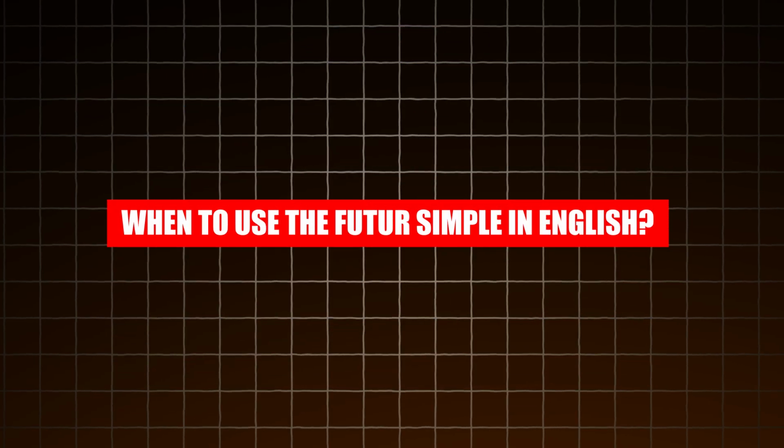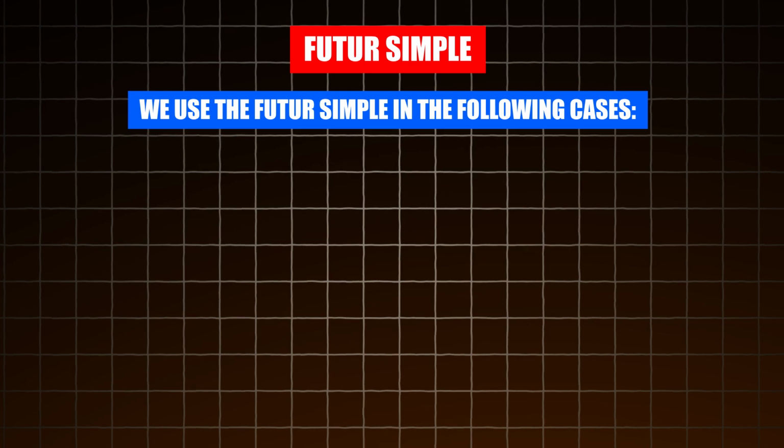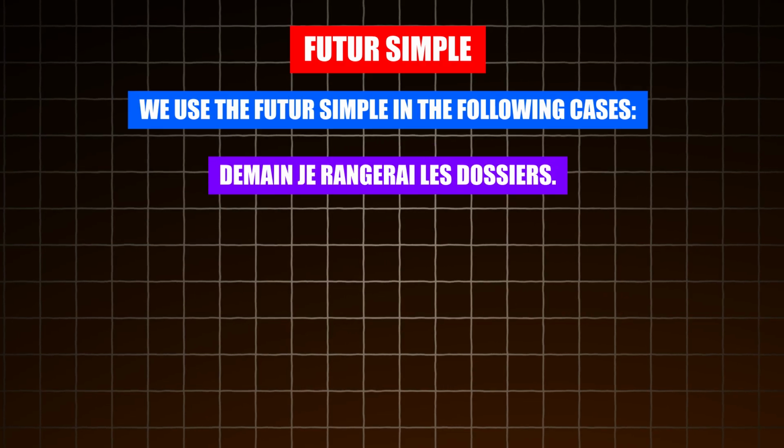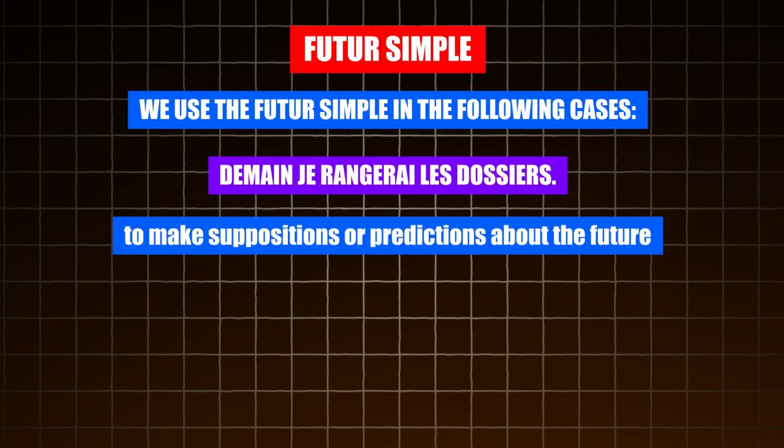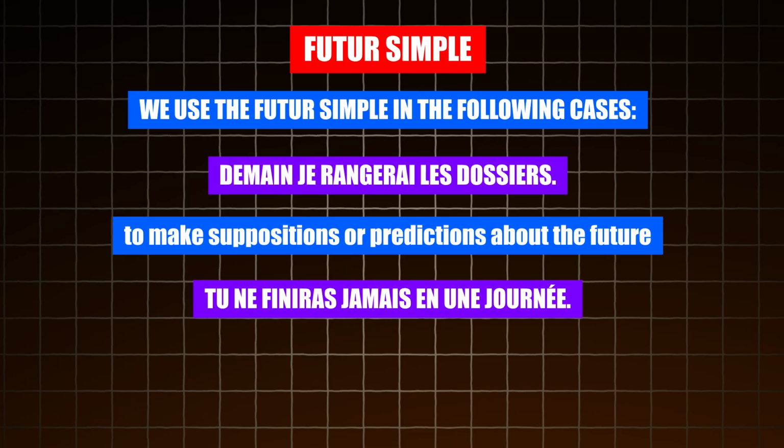So let's discuss when to use the futur simple. We use the futur simple in the following cases to talk about the future intentions. For example, the sentence in French goes like this: Demain, je rangerai les dossiers. Or when we talk about making suppositions or predictions about the future. For example, tu ne finiras jamais en une journée.